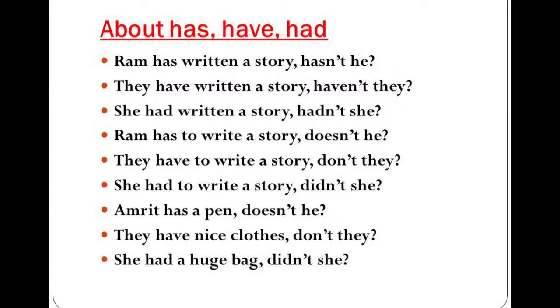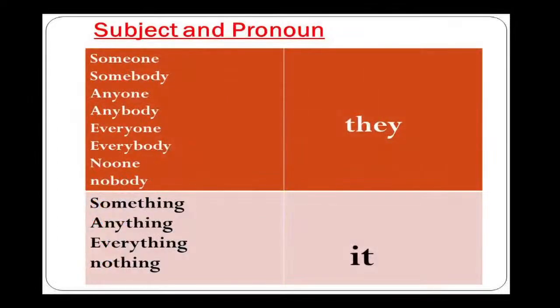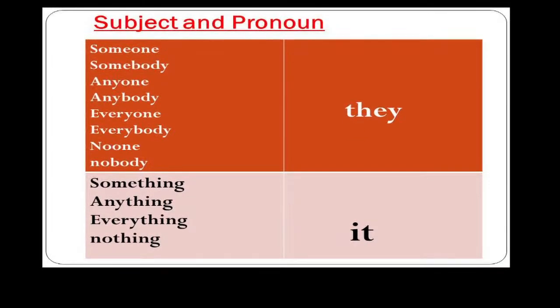Amrit has a pen, doesn't he? Because has is used as the main verb there. They have nice clothes, don't they? Again have is used as verb 1. They had a huge bag, didn't they, because had is used as the main verb here also. In our next slide, some specific subjects: someone, somebody, anyone, anybody, everyone, everybody, no one, nobody always take the pronoun they in the question tag. If a thing comes, like something, anything, everything, nothing, your pronoun will be it in your tag. Okay.